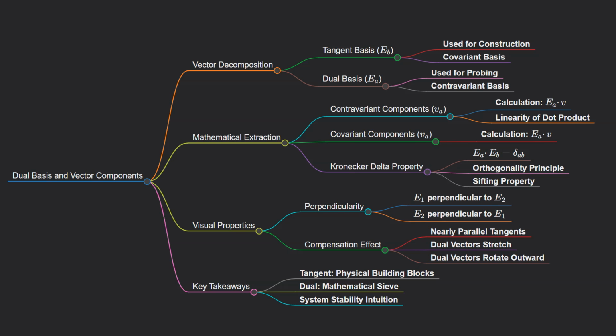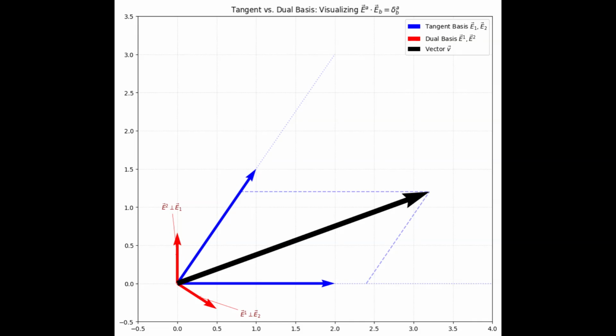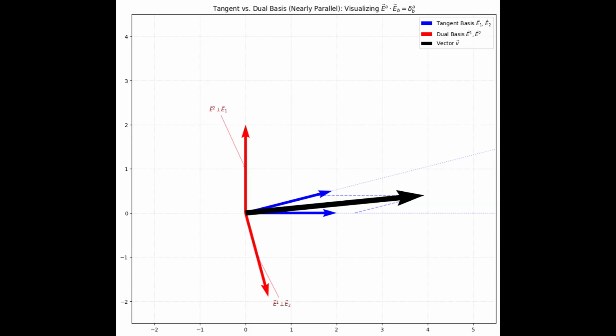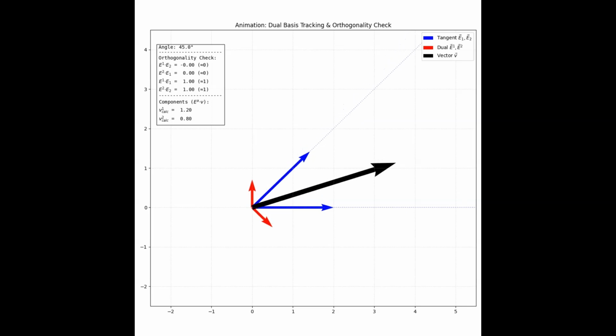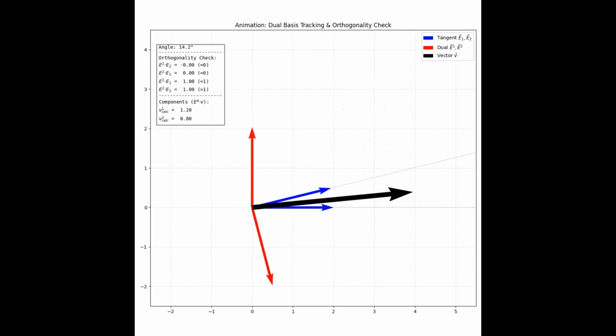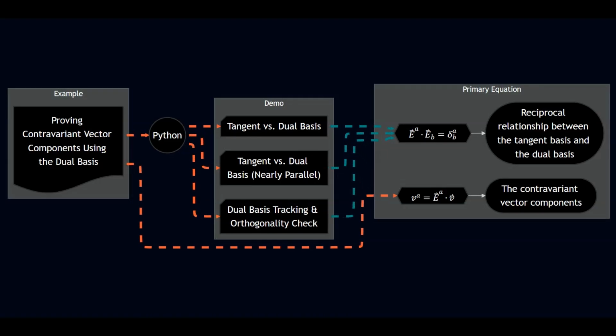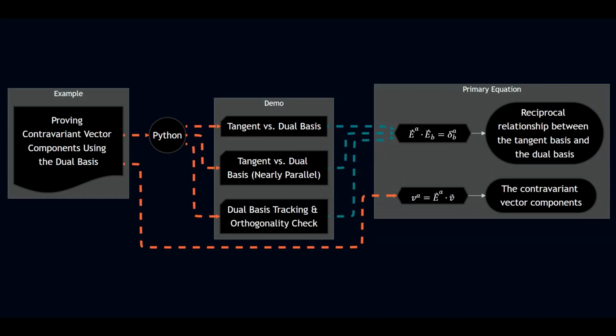Because of this design, when you use a red stick to measure the vector, it acts like a mathematical sieve. It kills or ignores any part of the vector that was built using the wrong blue blocks, allowing it to perfectly isolate and extract the exact amount of its partner block used in the construction. The compensation effect. Nearly parallel systems.